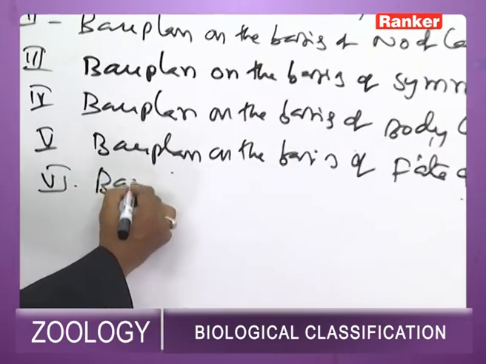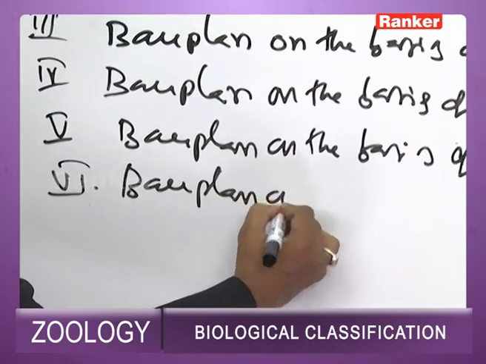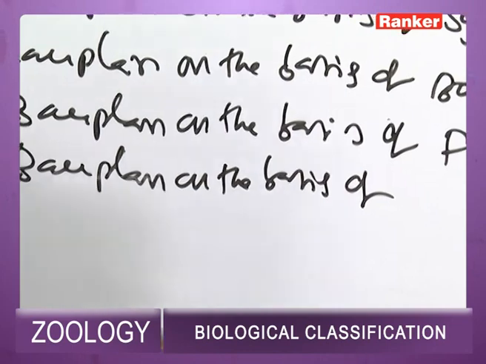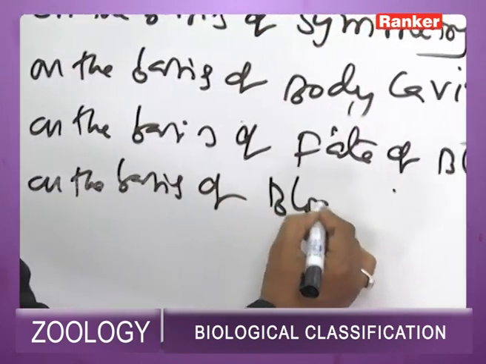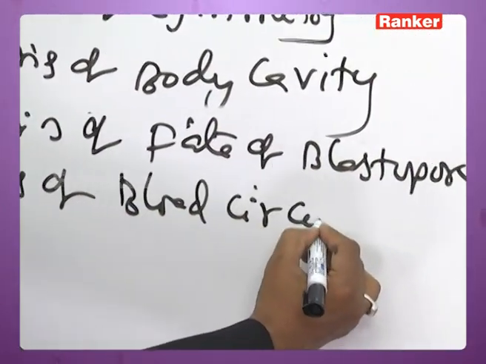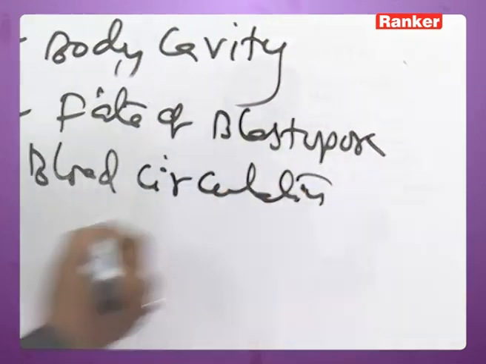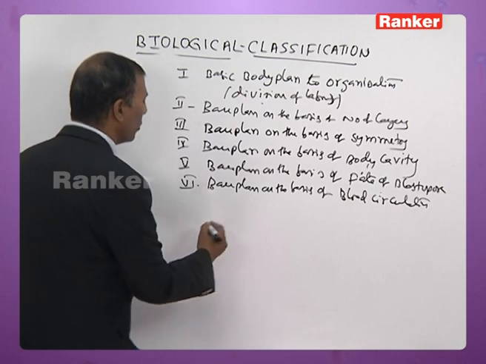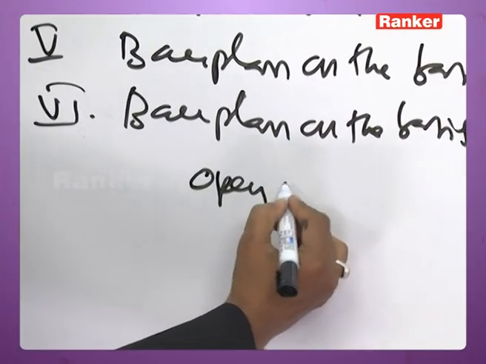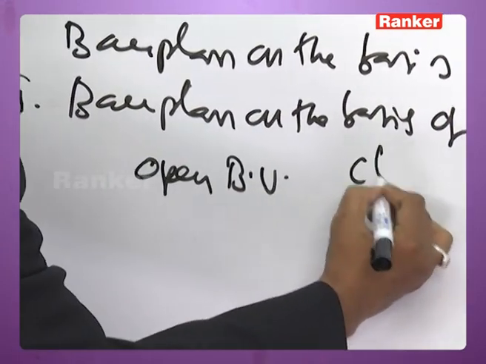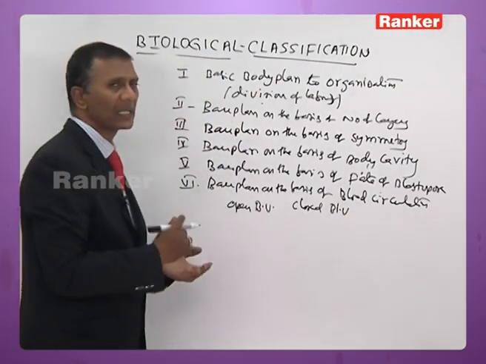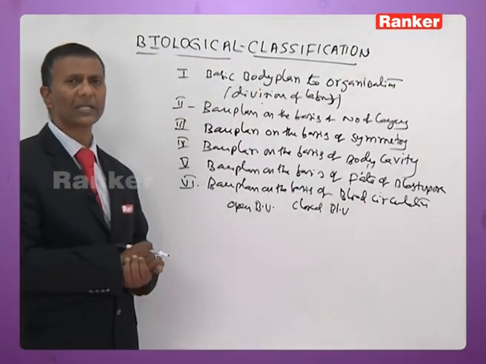Next you have body plan on the basis of blood circulation. Now under this you have two kinds of circulations here, that is open blood vascular system and closed blood vascular system. Open blood vascular system and closed blood vascular system.